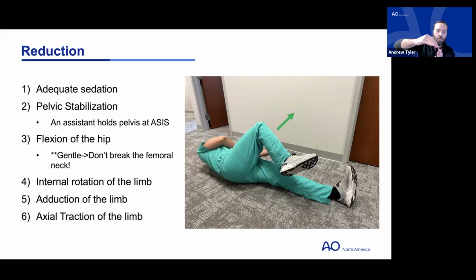And so that's what flexion helps do for you. Now, again, there are some patterns that if you're not careful, you can actually break the femoral neck. And so it's important to discuss some of these radiographic findings with either your residents or your faculty. Internal rotation as well as adduction of the limb will also help unlock that head from behind the posterior wall. And then finally, axial traction will bring the hip past the posterior wall and back into the socket.